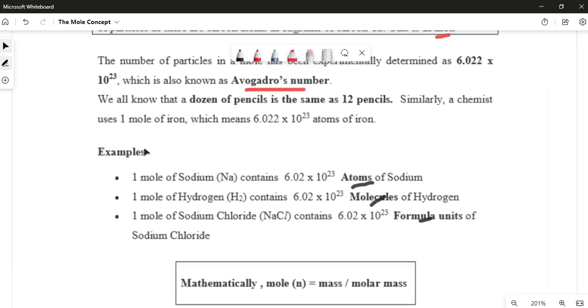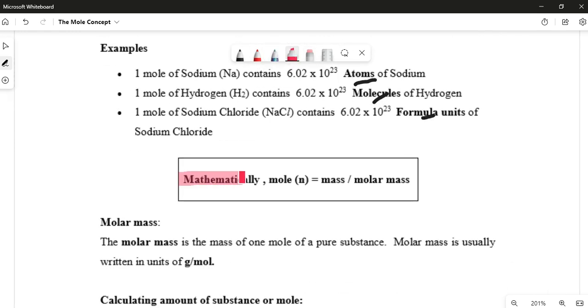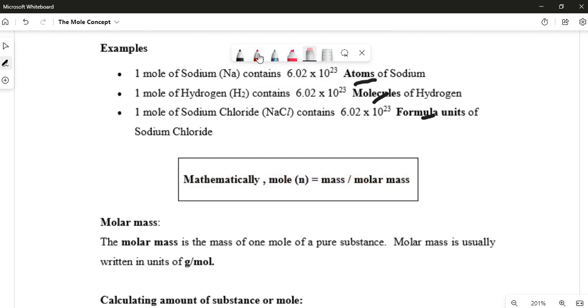Moving on. This is the key equation that you must remember. Mathematically, the mole is mass over molar mass. Sometimes you may be given the mole, and sometimes you may be given the mass, so it depends on what you have been given and what you're supposed to find. Sometimes you'll be given the mass, so you do mass over molar mass, and sometimes you'll be given the mole and be asked to find the mass, so you do molar mass times mole.